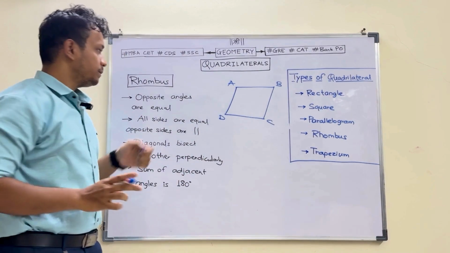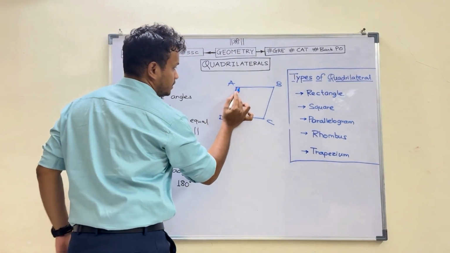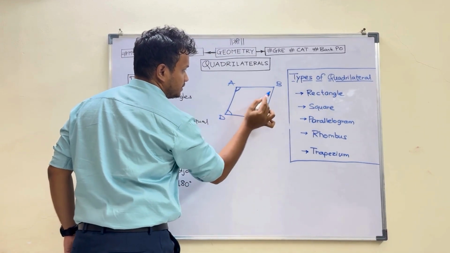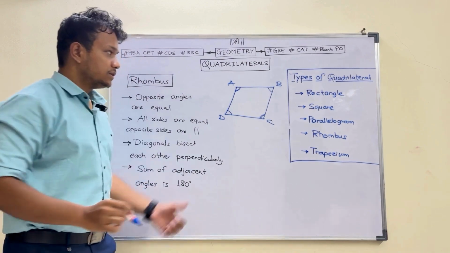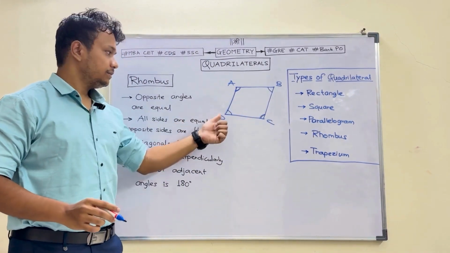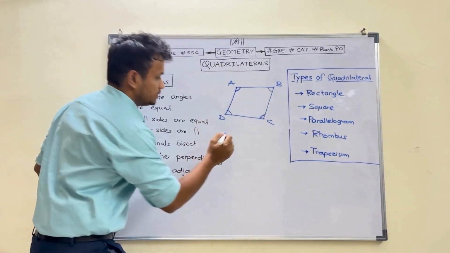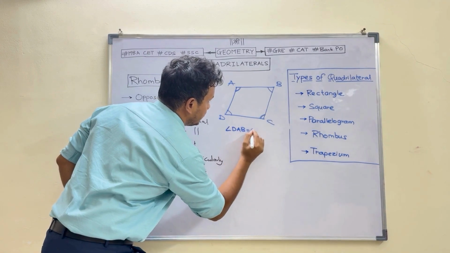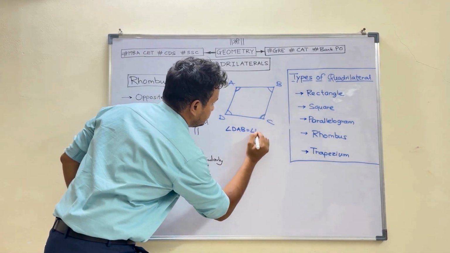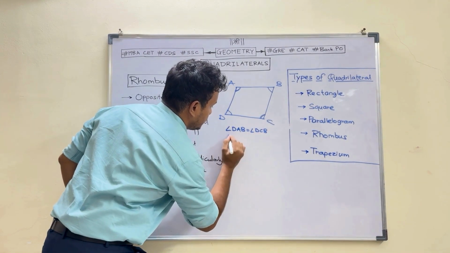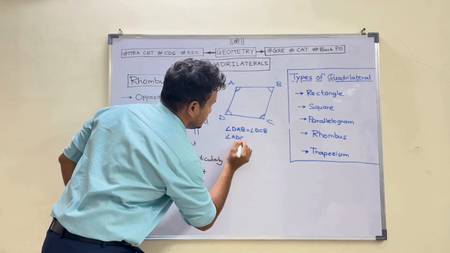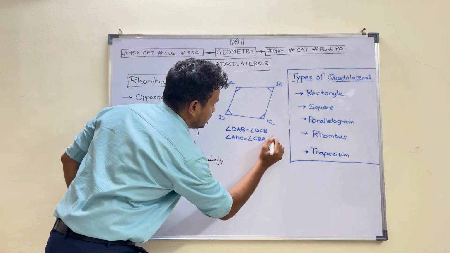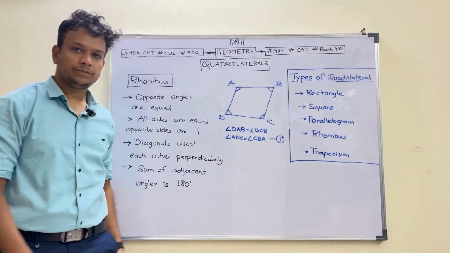So according to the first property, opposite angles are equal, right? Here I have A and C as opposite vertices, and B and D is another set of opposite vertices. So this angle and this angle should be equal, this angle and this angle should be equal, correct? So I'll just note it here, angle DAB is equal to angle DCB, angle ADC is equal to angle CBA. This is my first property, correct?